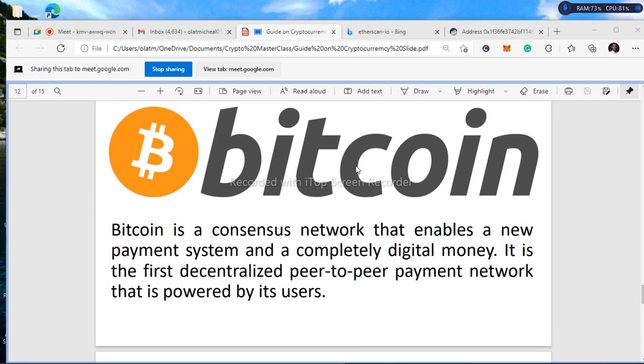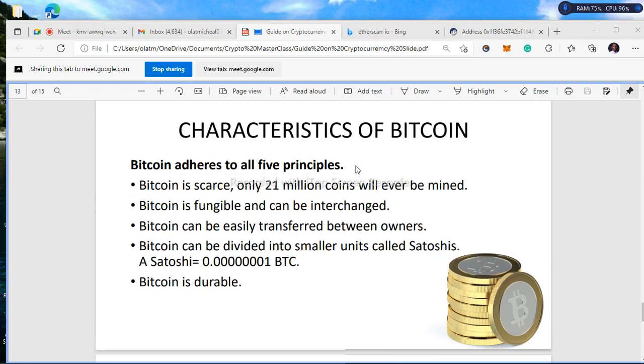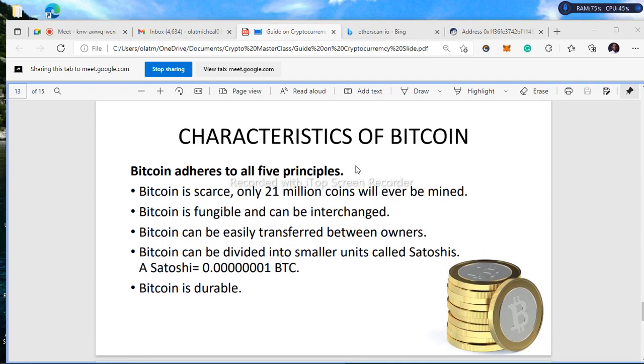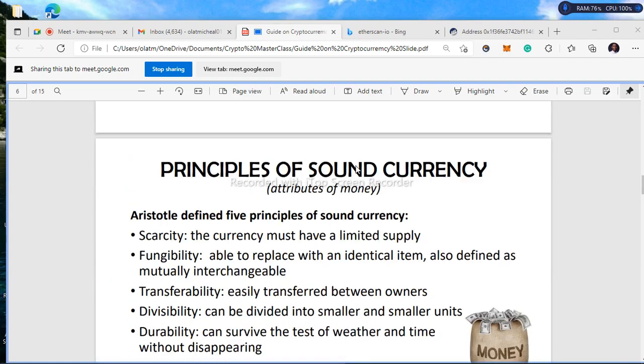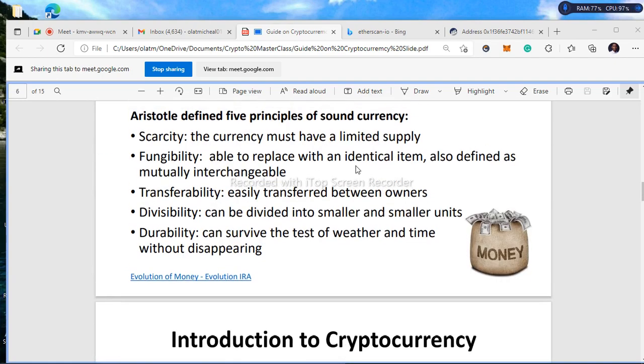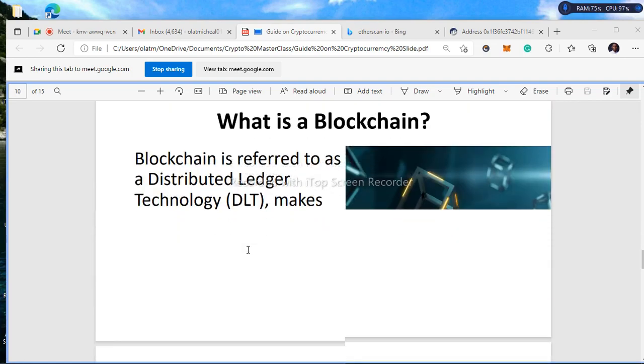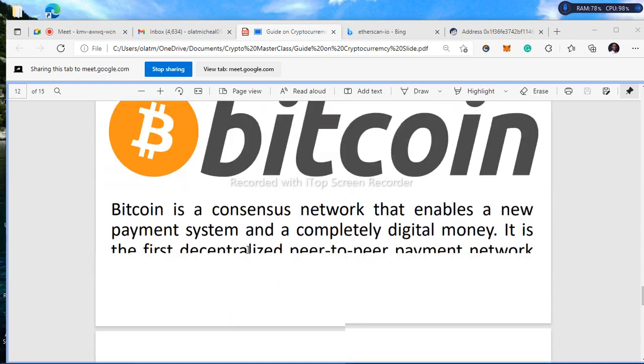So now Bitcoin is the first cryptocurrency we know. And the characteristics of Bitcoin adhere to all of the five principles we mentioned earlier, these principles of money. The principles of scarcity, fungibility, transferability, divisibility, and durability align to these five principles. That's why I can say it's the best form of money we can own today.